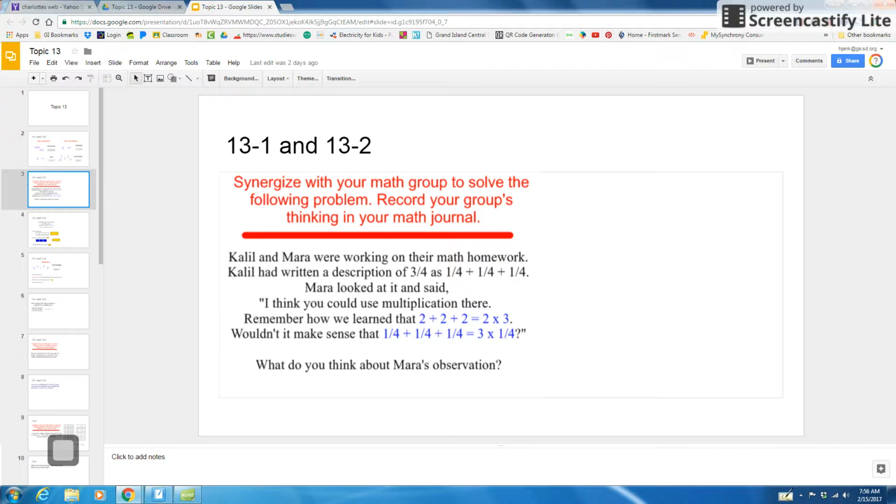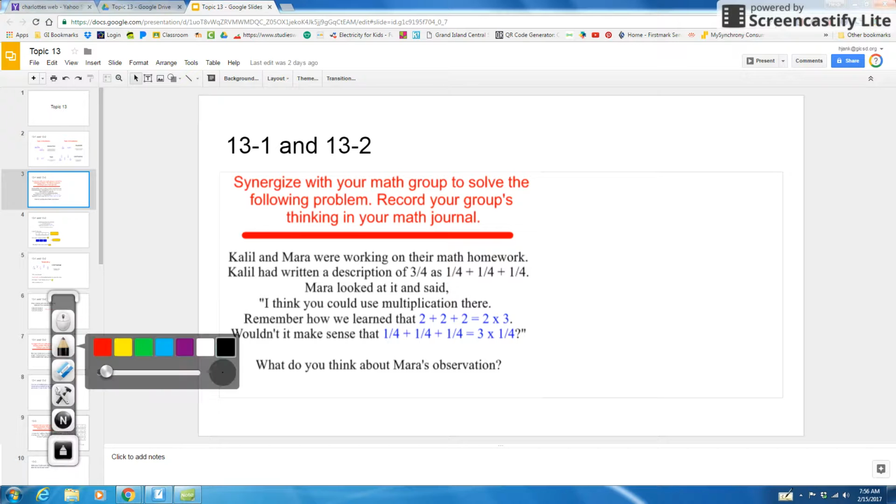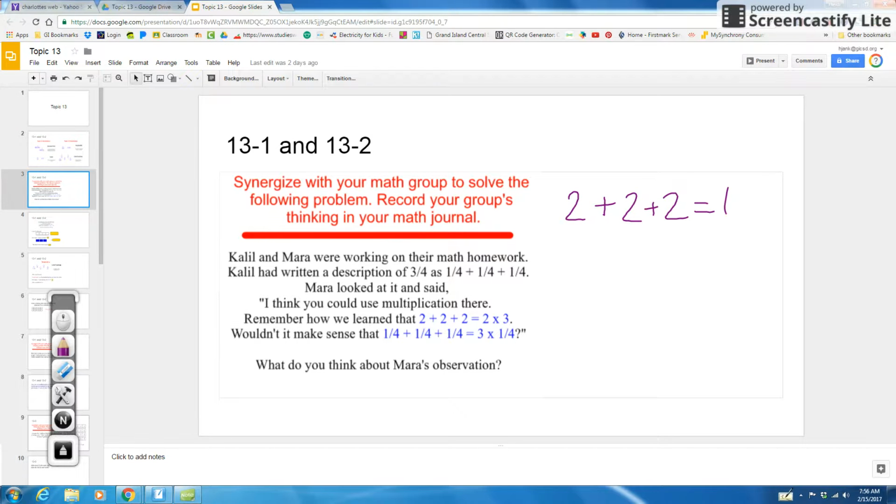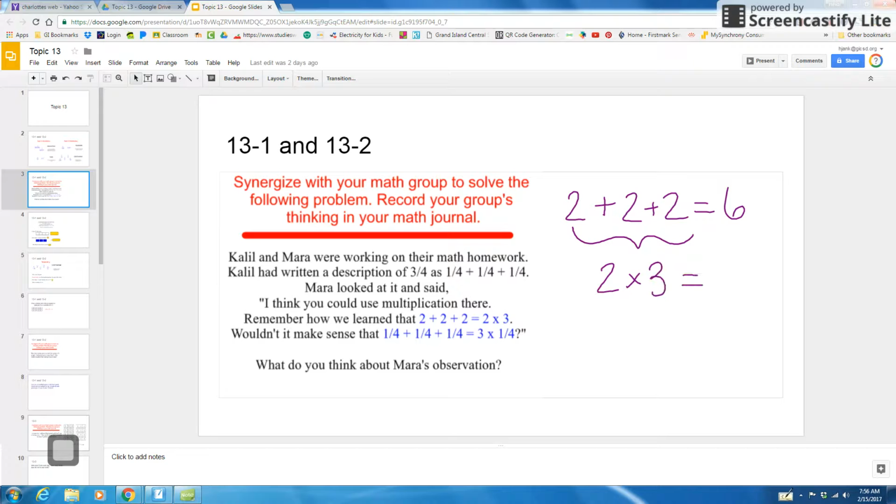Well, when we first came together way back in September, we looked at multiplication as repeated addition. So we could say 2 plus 2 plus 2 equals 6. But to shorten this up, we said multiplication is a shortcut. We still get 6, it's just less writing.